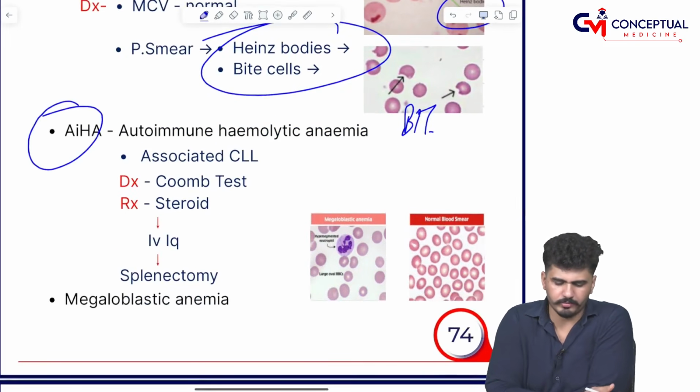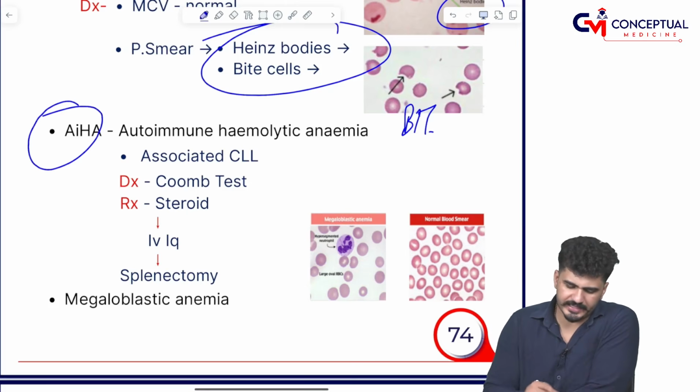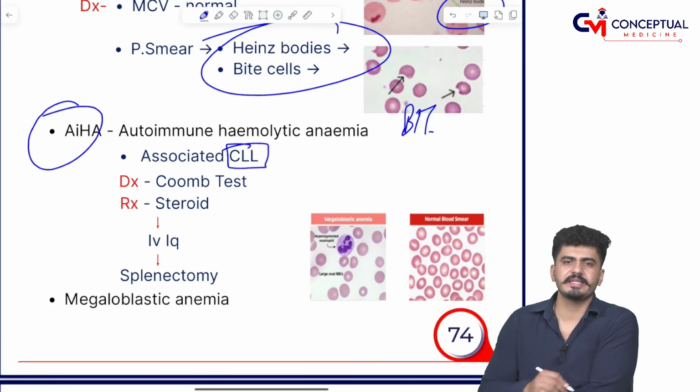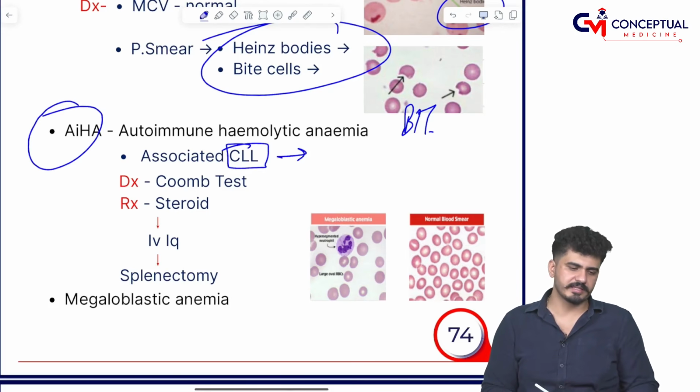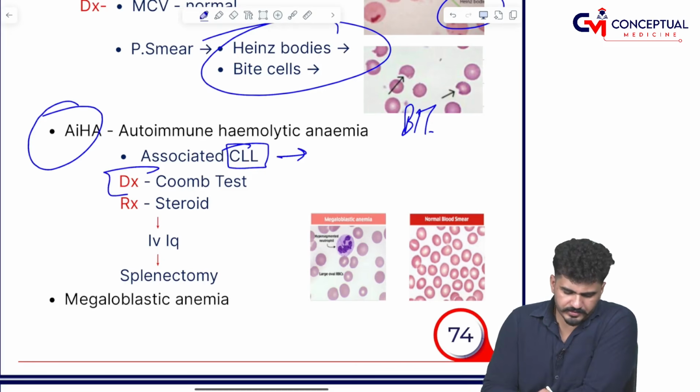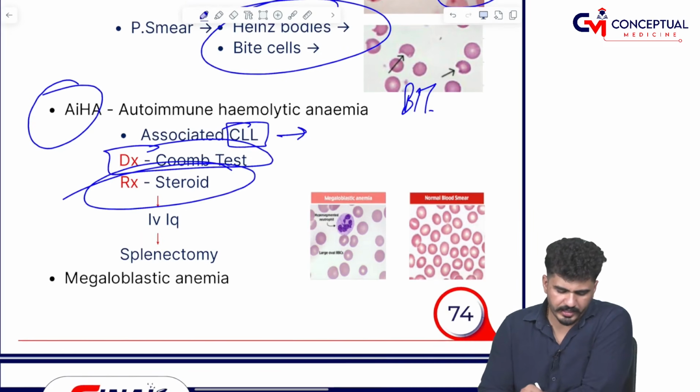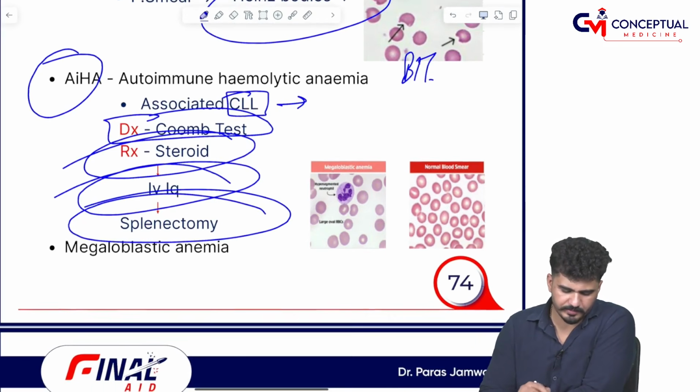Then coming to the autoimmune hemolytic anemia. It is associated with CLL. In CLL, which cells were seen? Hairy cell, basket cell. Those all cells were seen there. Okay sir? Yes. Let's go. In diagnosis we will do a Coombs test, in treatment steroid, IVIG. If not, then do a splenectomy.